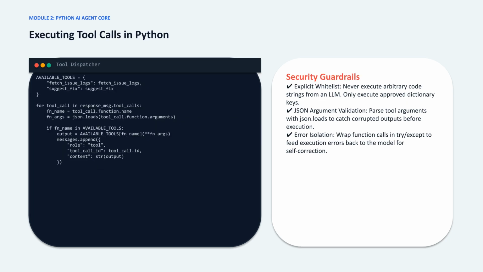Finally, security is paramount. Never execute arbitrary code strings from an LLM. Use an explicit whitelist for allowed tools, validate all incoming JSON arguments, and wrap every call in a try-except block to handle potential errors gracefully.